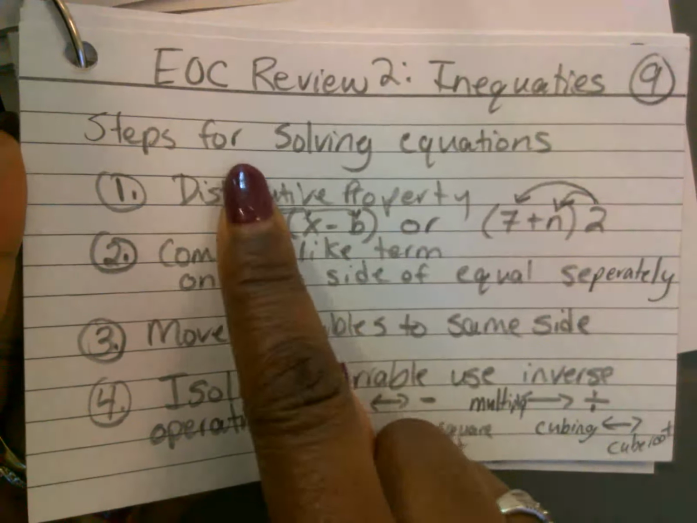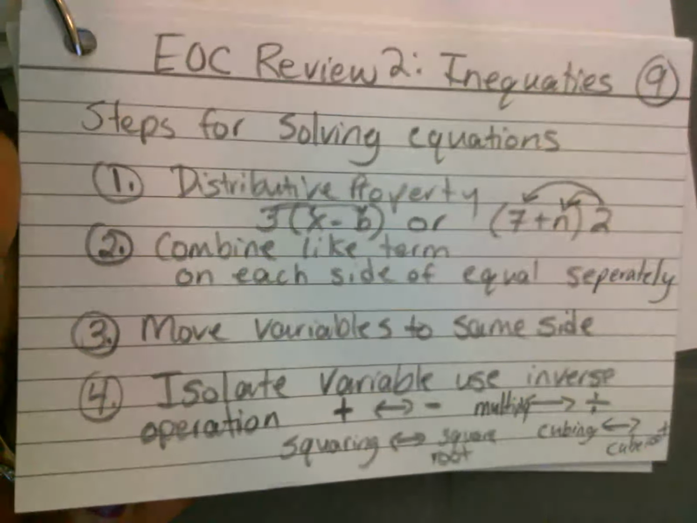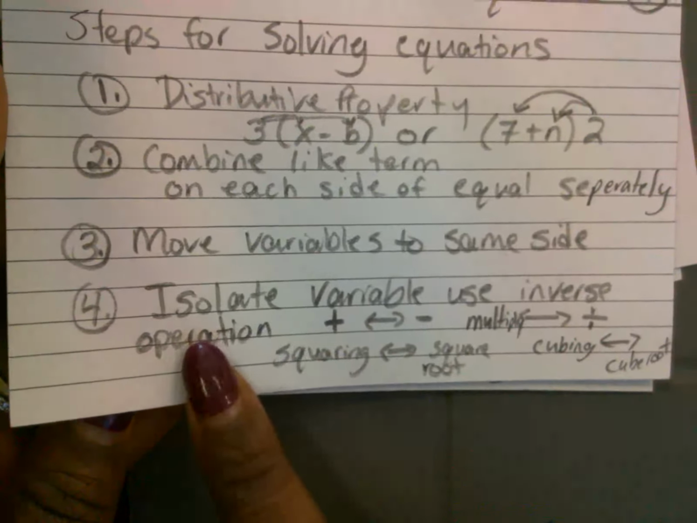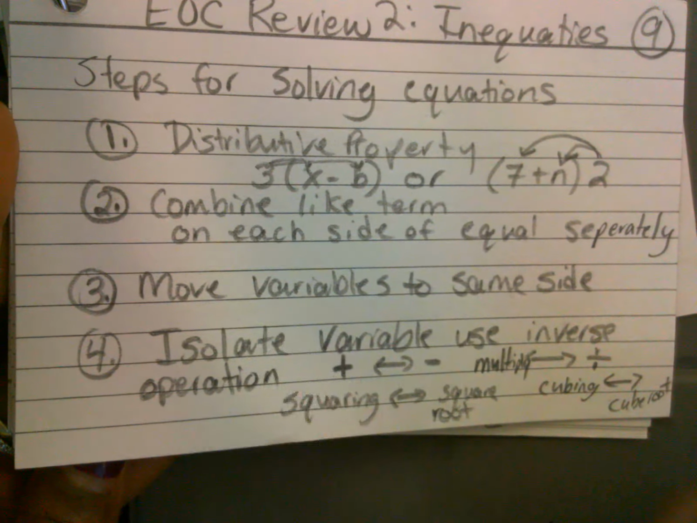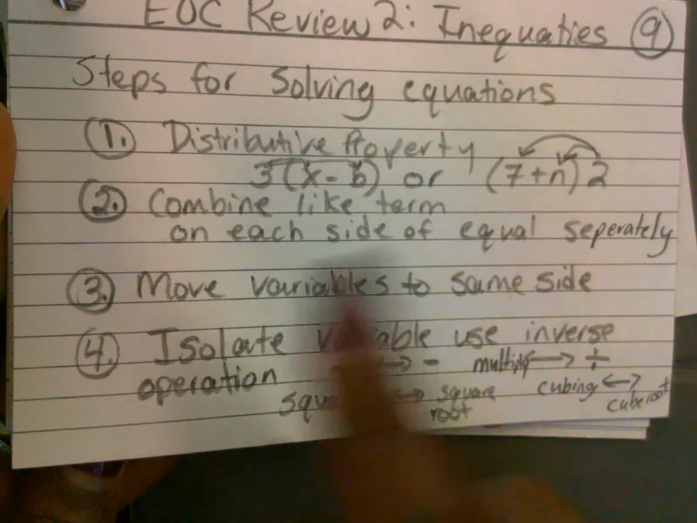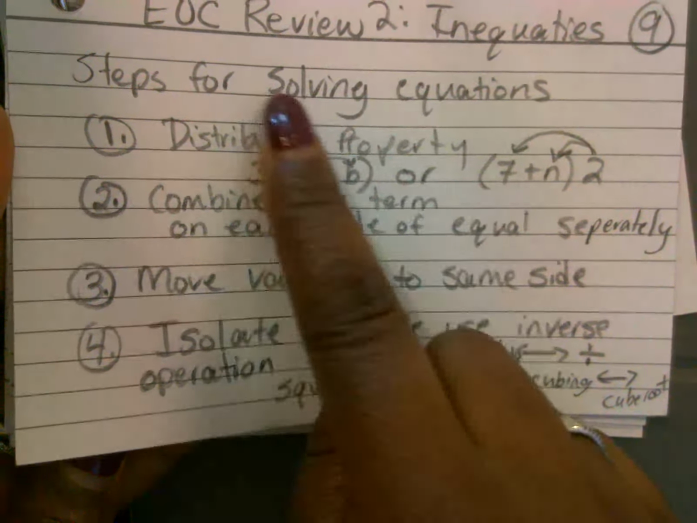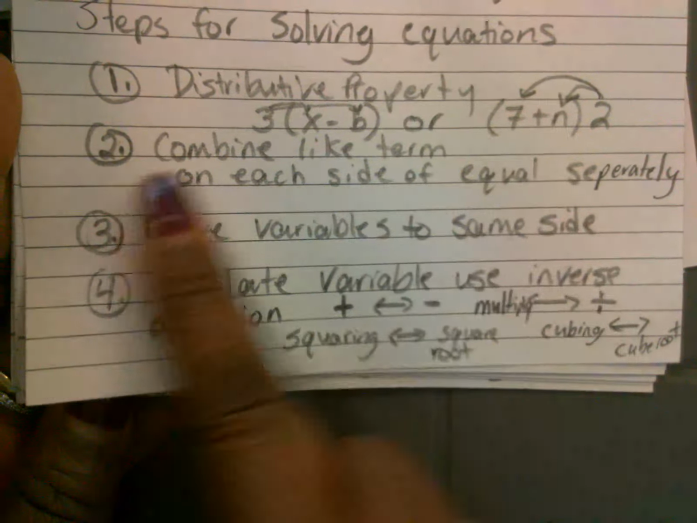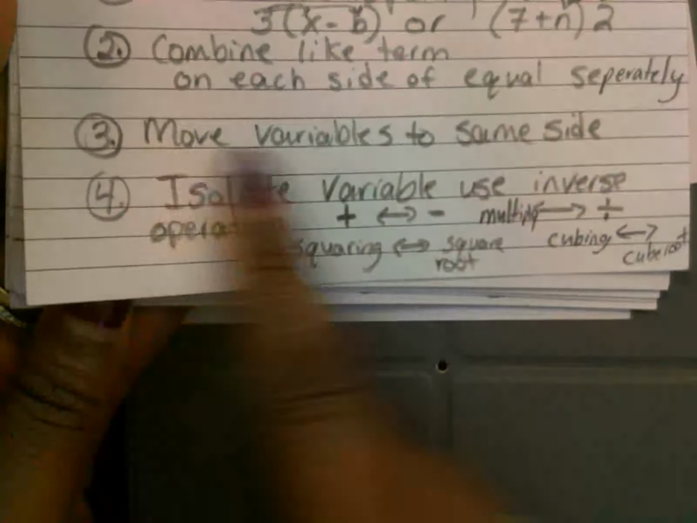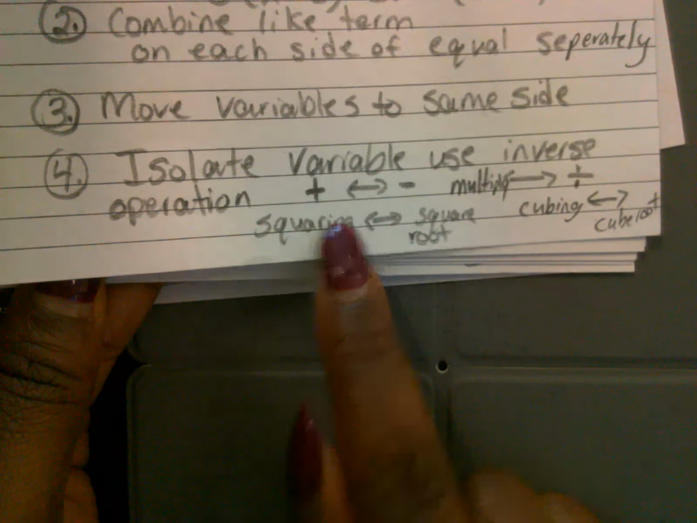The steps for solving inequalities are the very same as solving an equation. The only thing that's different is that if you multiply or divide both sides by a negative number, you have to flip that inequality, okay? But these are the steps for solving an equation, okay? Distributive property, combine like terms, then move the variables to the same side, isolate the variable. Please don't forget this part.